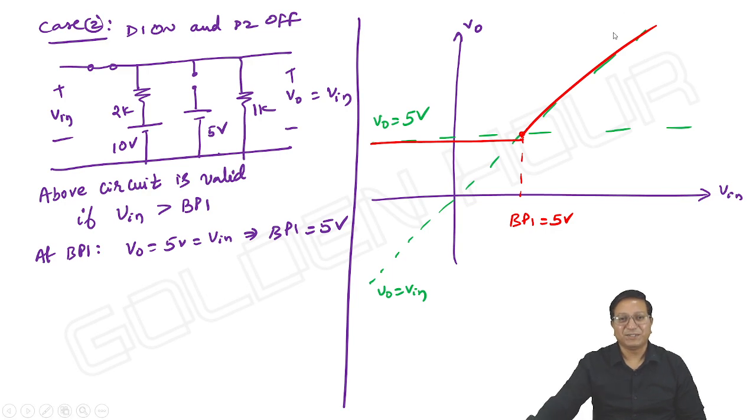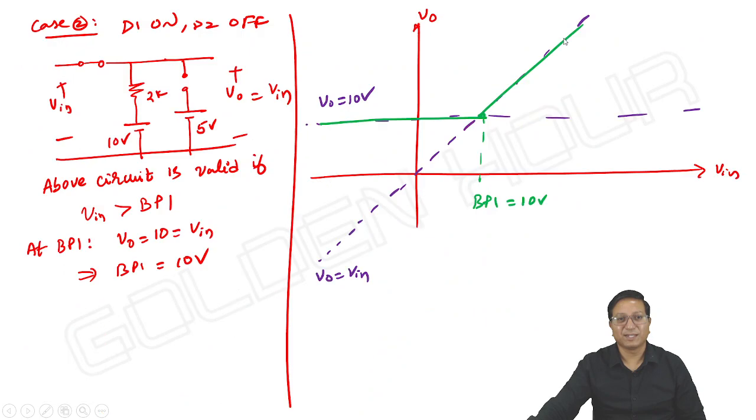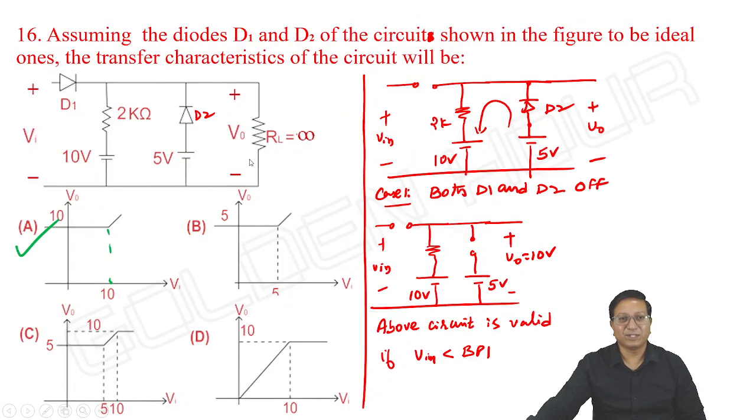Right? See the difference between the previous problem and this. Here, the 5 volts is not playing any role, friends. Right? It's not coming into the picture. Breakpoint is 10 volts, output minimum is 10, and later output maximum is equal to input maximum.